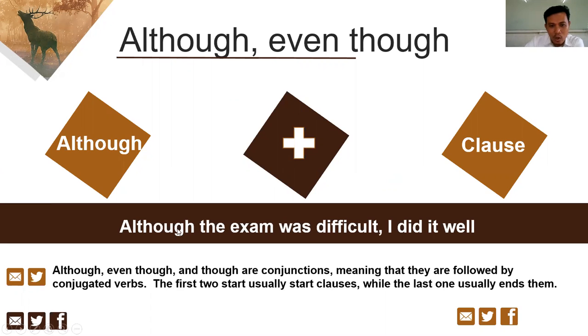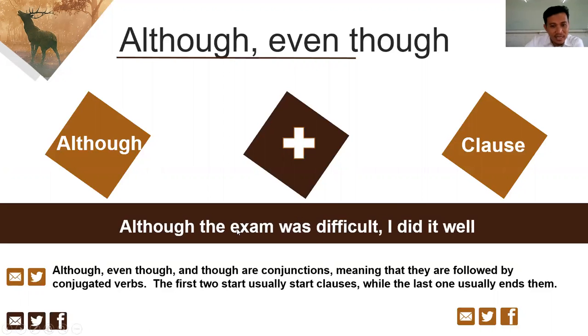For example, although the exam was difficult. We do not talk about "I did it well", but what we mean as a clause here is the clause coming right after although: the exam was difficult. This is the clause we mean, not "I did it well".